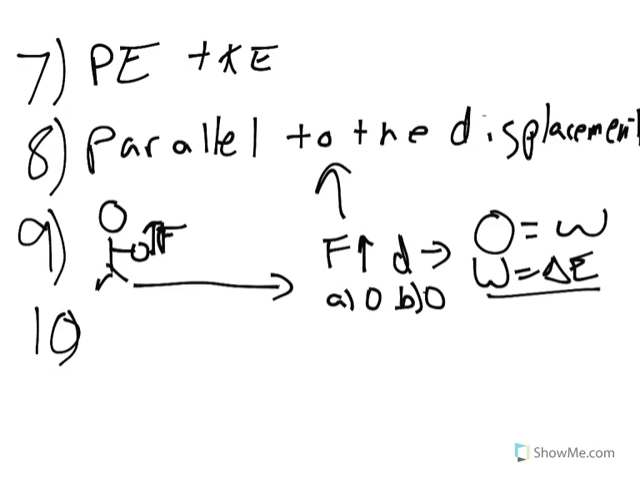Because work is equal to the change in energy. 0 work, 0 change in energy, so the potential energy would stay the same.